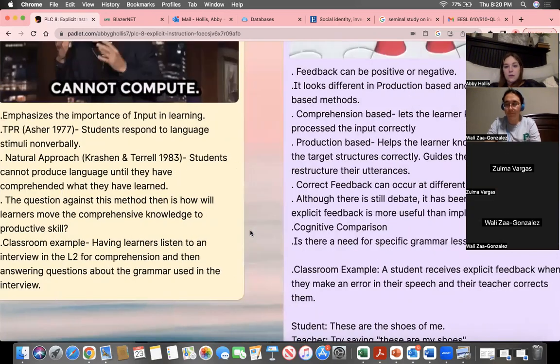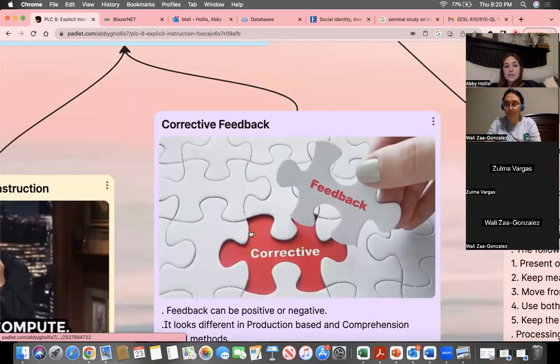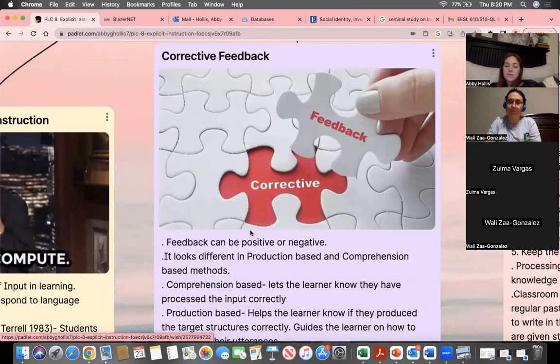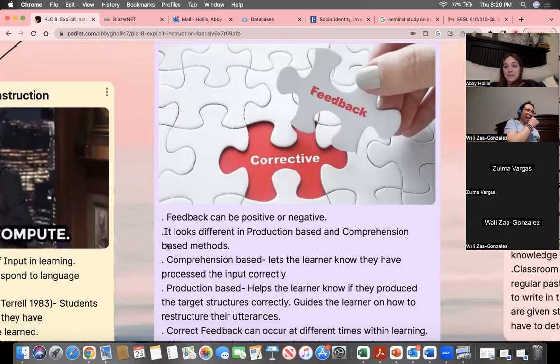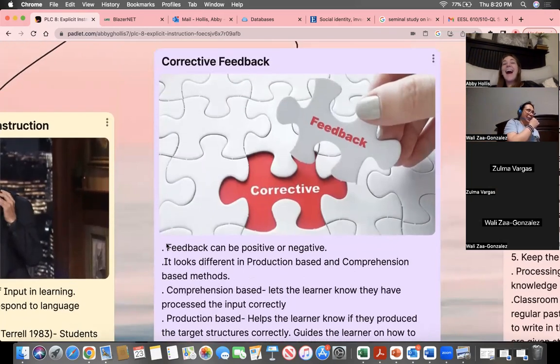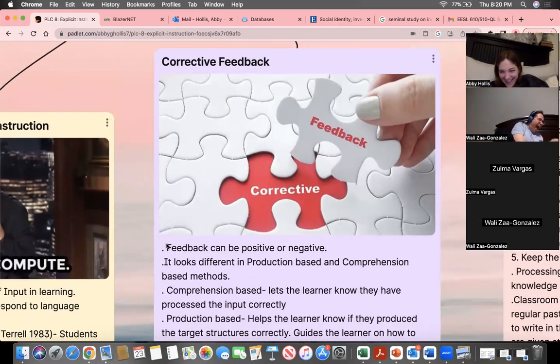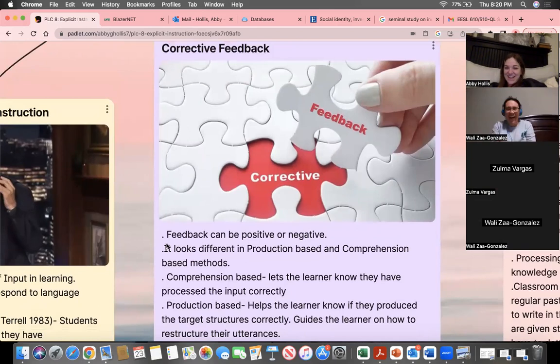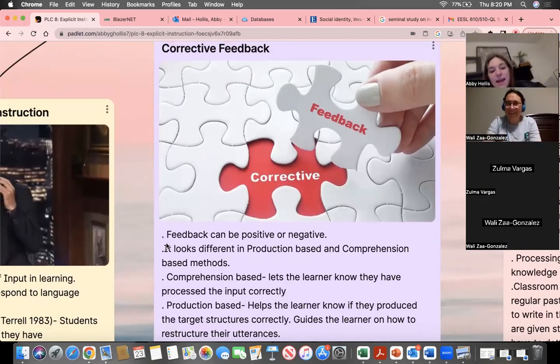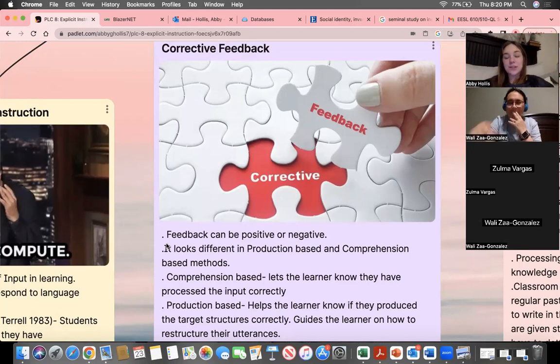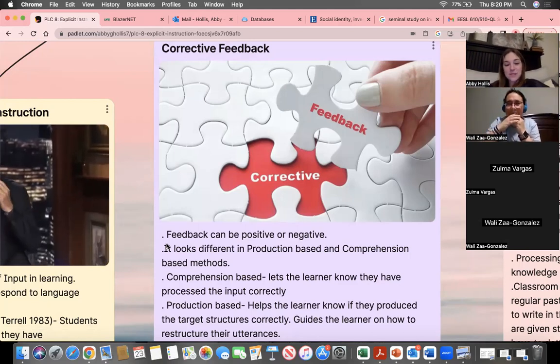Okay. Corrective feedback is my next one. We've all touched on feedback. It's really cool. But I think this is super interesting. I was going to use the same thing. I love it. So feedback can be positive or negative, like we've already said, and it looks different. This is crazy to me because I think it's really cool how it looks different in production-based versus comprehension-based methods.